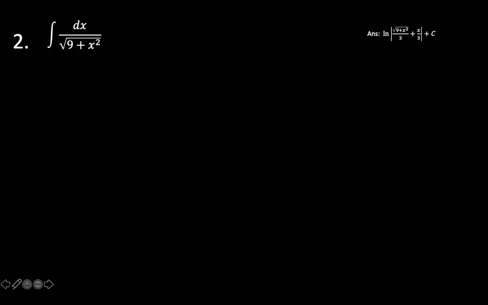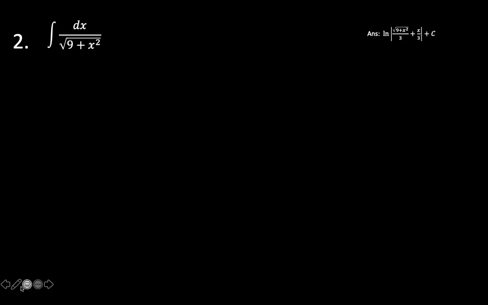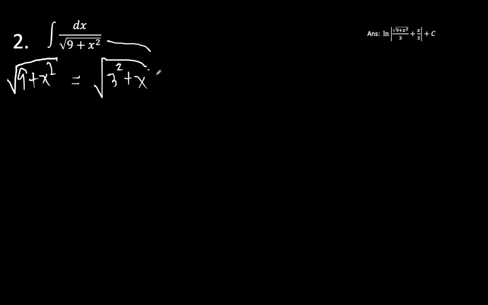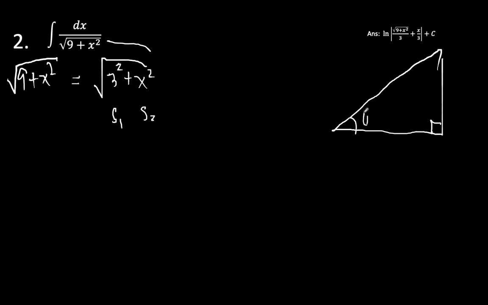So here, let me just pull up my pen. Okay, here we go. Our given expression is the square root of 9 plus x squared, and this could be written as 3 squared plus x squared. And again, from the given expression, we could say that 3 is one side and x is another side of a right triangle. So let's draw a right triangle here. Here we go, and this is our theta.